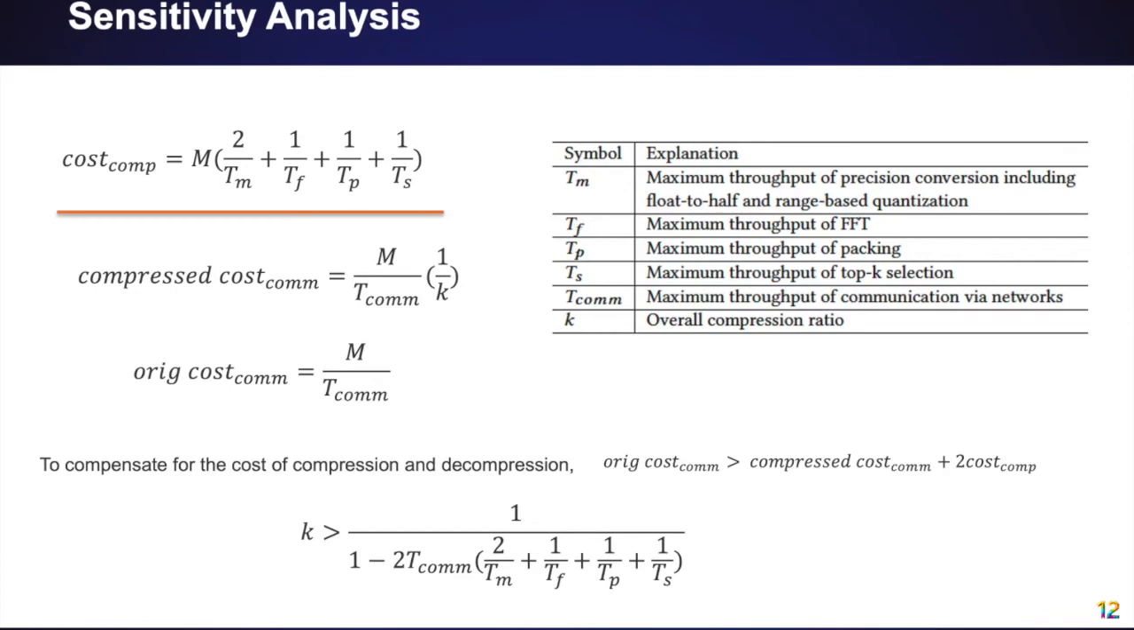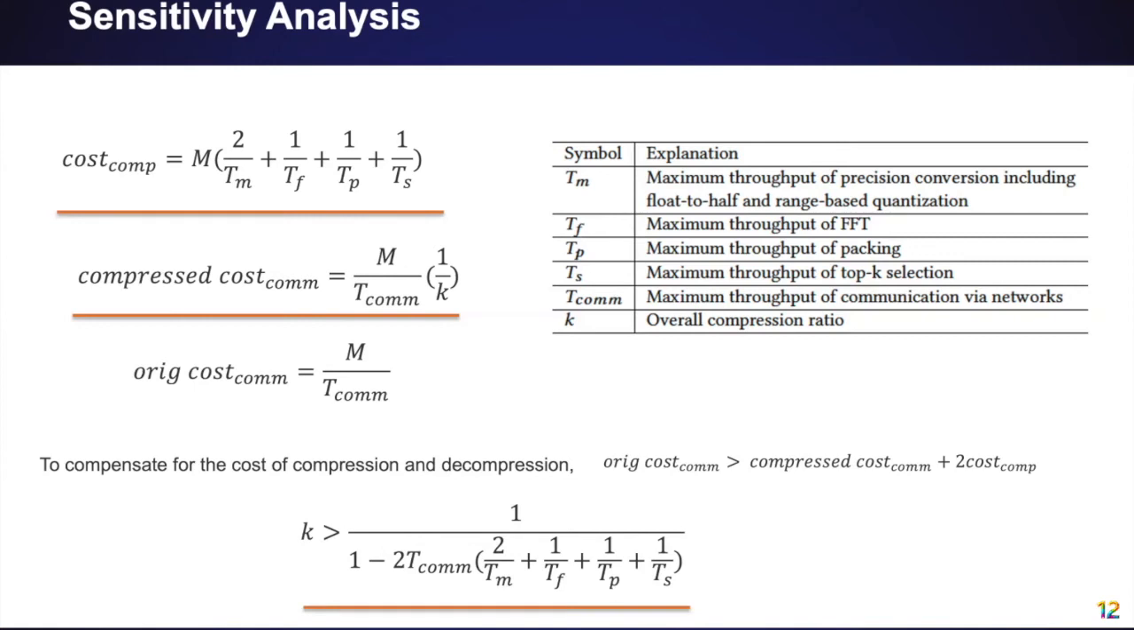The meaning of each symbol is in the table on the right. The cost of communication after compression is this one. In order to compensate for the cost of compression and decompression, the cost of communication should be larger than the cost of communication after compression plus 2 times the cost of compression. Here we assume the cost of compression and decompression is the same. Then we can get this equation.